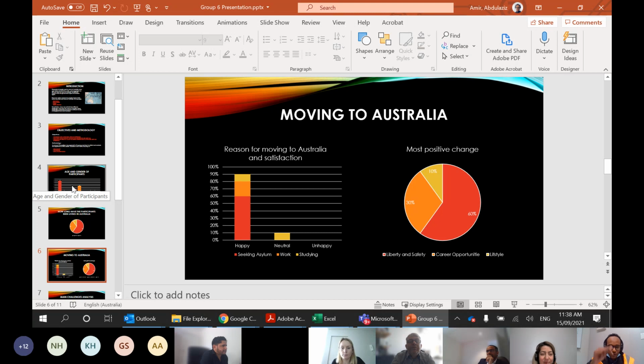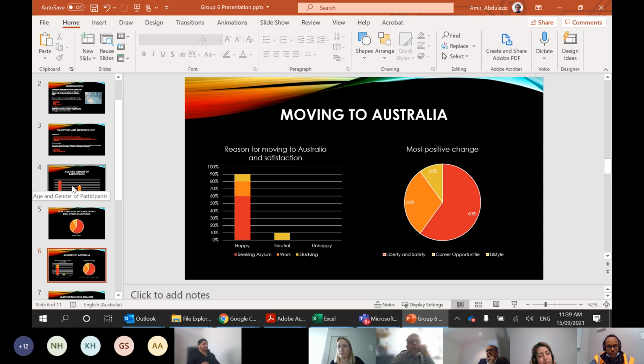So Rabi was explaining that right now. He was saying that the color doesn't mean happy or unhappy or neutral. It actually reflects the items down there, which are studying, work, and seeking asylum. So the red one is for seeking asylum. Those who are seeking asylum, you can see them in red, and 60% of them are happy. Then you go to work, which is the orange color, and the range is between 60 to 80%. They are happy, those who came here just for employment purposes.